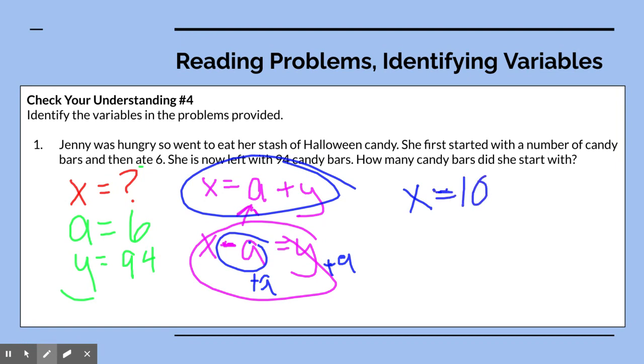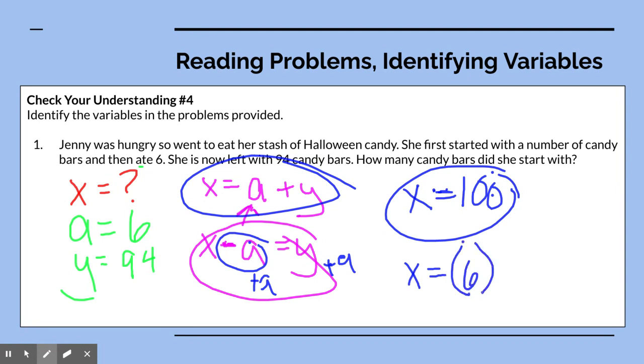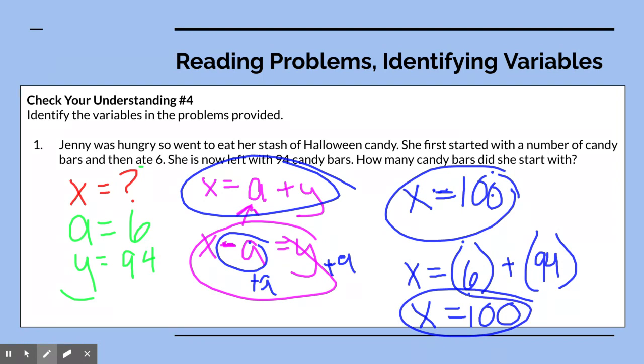Regardless of what you used, those are 2 equations you used to see that x is equal to 100. And how do I know that? Well, x equals a plus y, where a is 6 and y is 94. 6 plus 94 equals 100. Boom, got it.